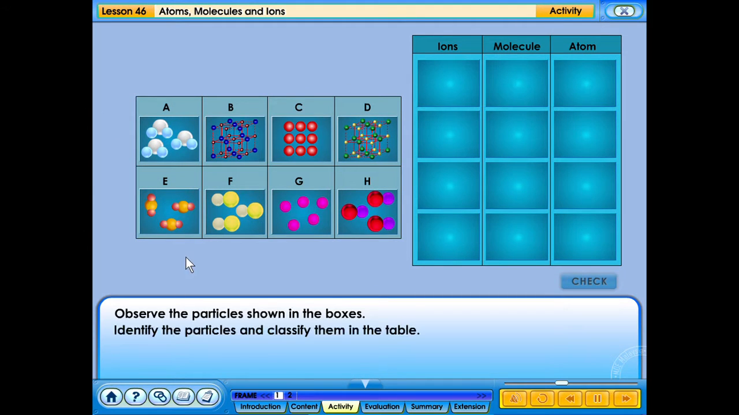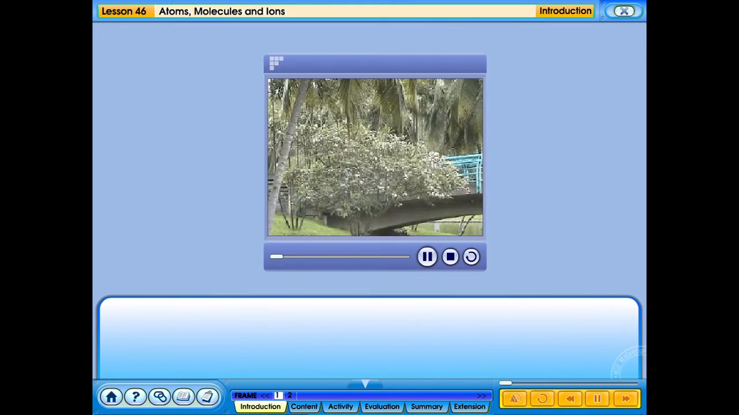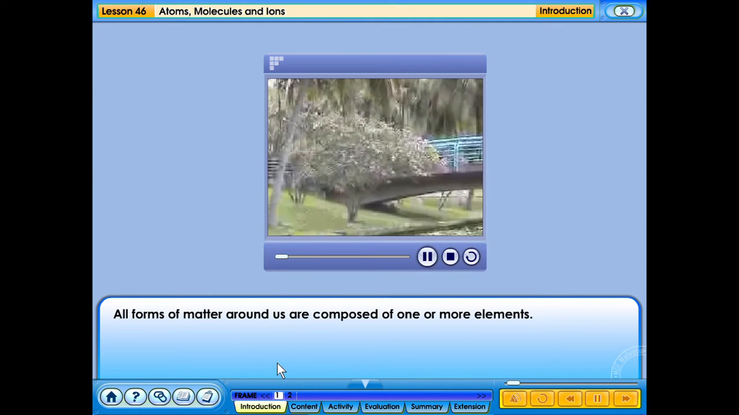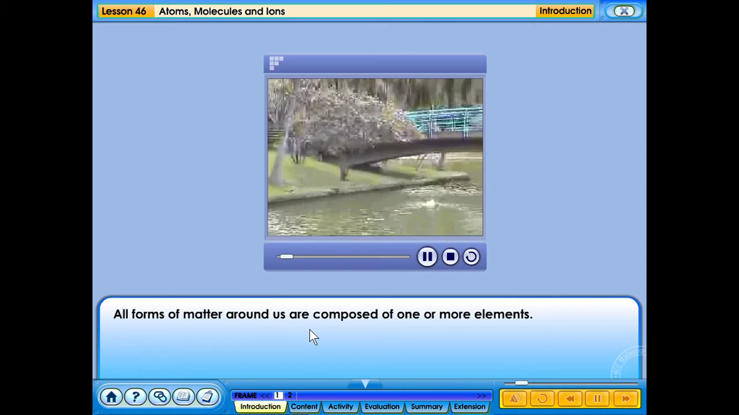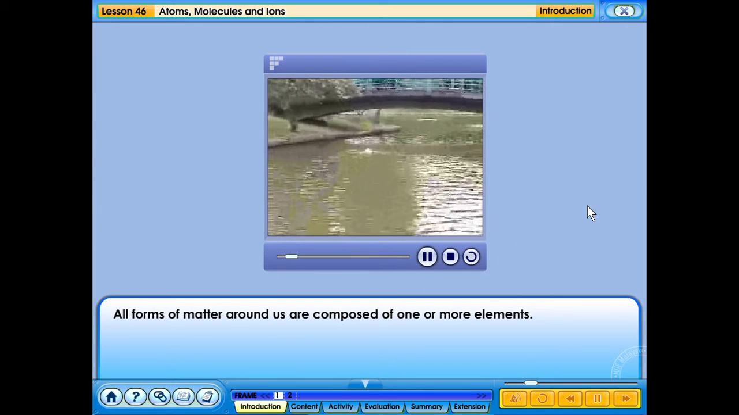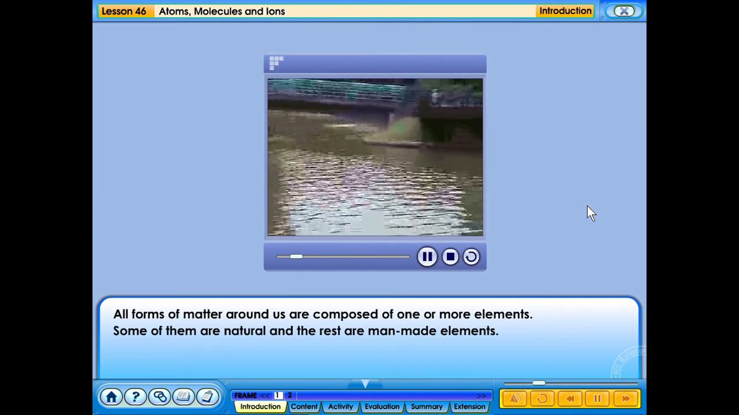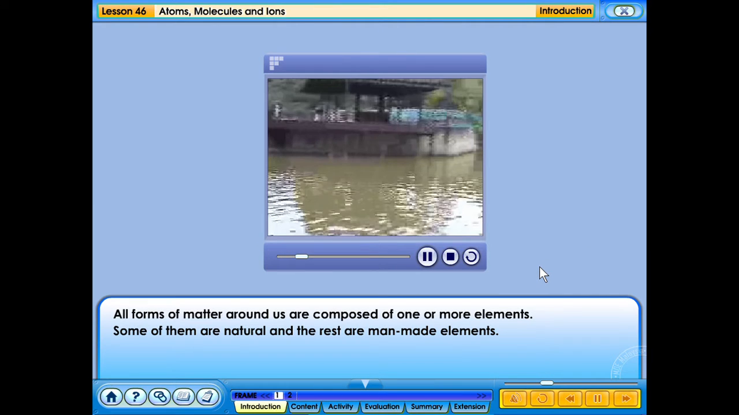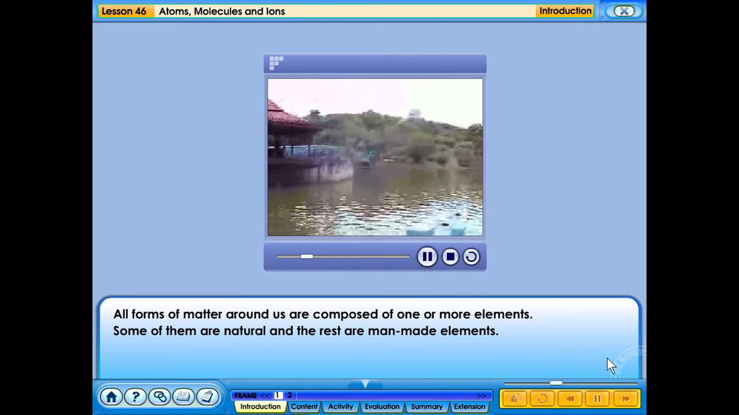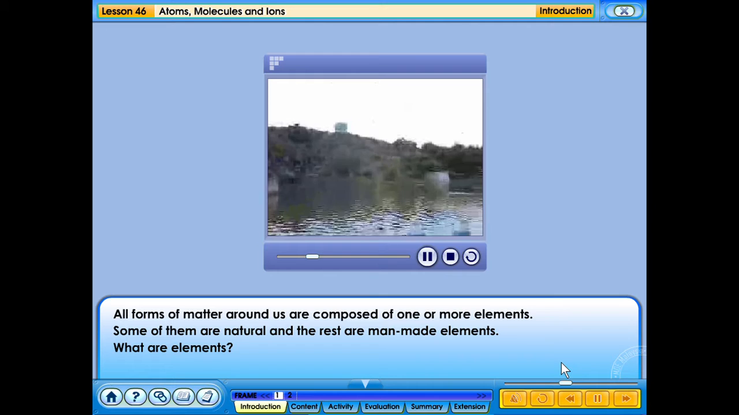Observe the particles shown in the boxes. Identify the particles and classify. All forms of matter around us are composed of one or more elements. Some of them are natural, and the rest are man-made elements. What are elements?